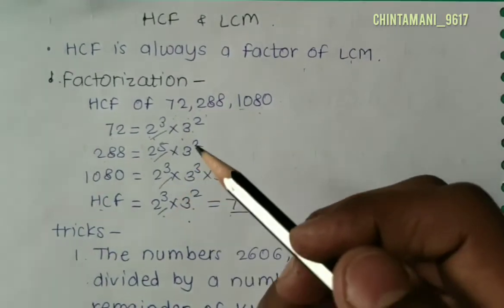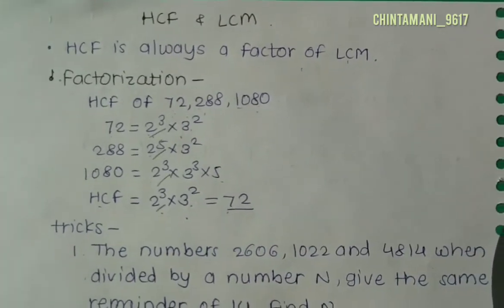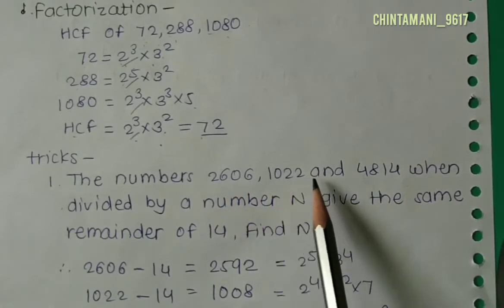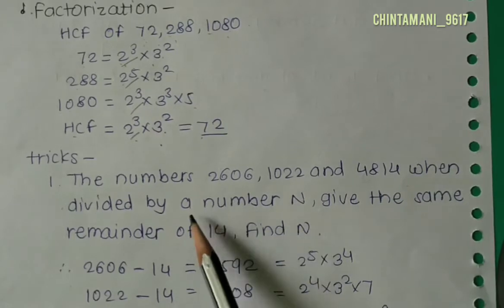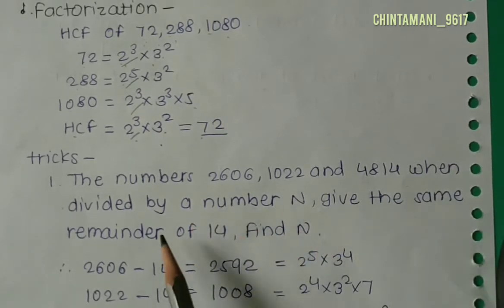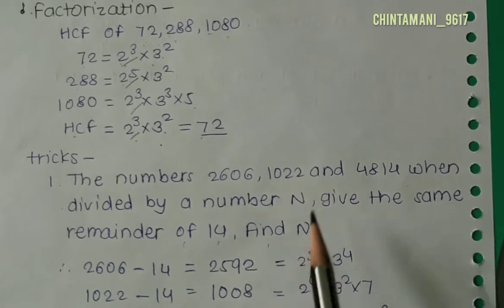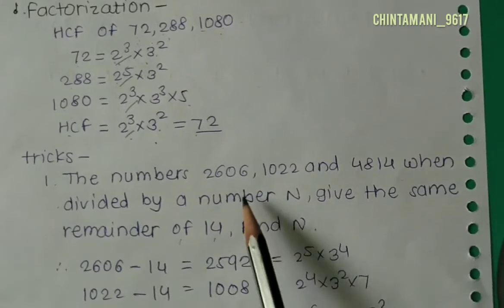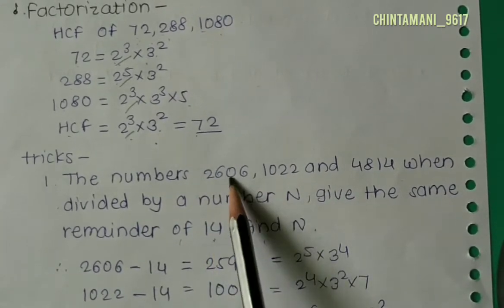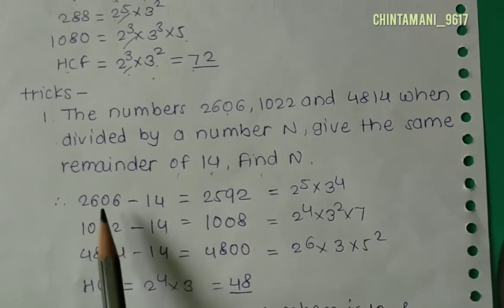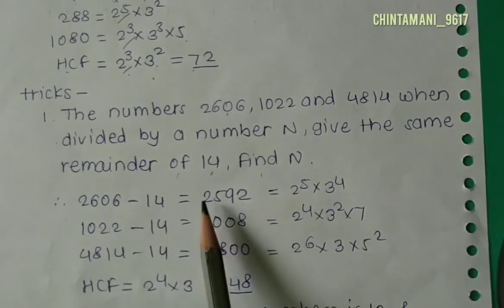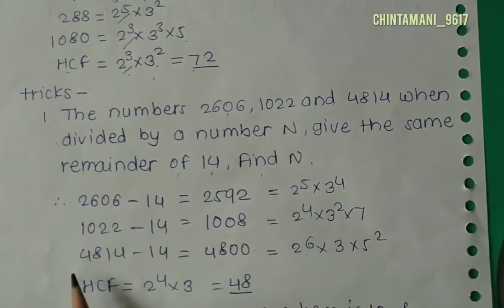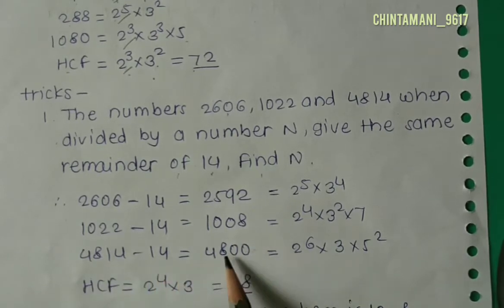There are some tricks that I would like to share with you. The first trick: the numbers 2606, 1022 and 4814, when divided by a number n, give the same remainder of 14. Find n. We will simply solve this problem by subtracting 14, the remainder, from the numbers. So what do we get? 2606 minus 14 is 2592. 1022 minus 14 is 1008. 4814 minus 14 is 4800.